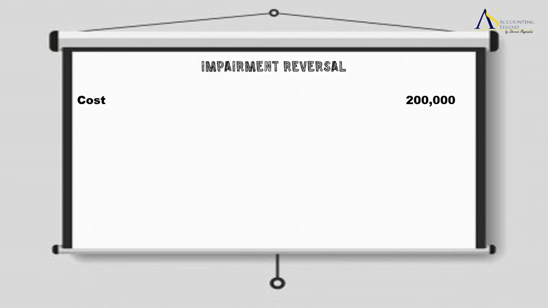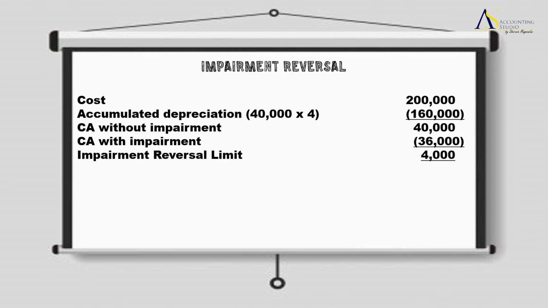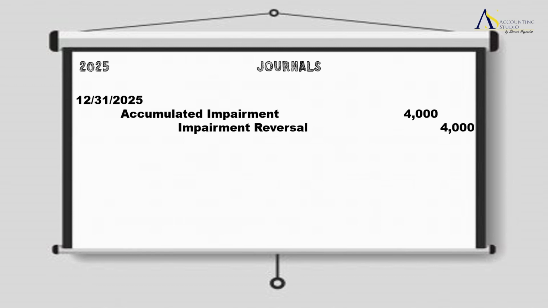We take the original cost of the building of 200,000 less 4 years of depreciation, which is 160,000, equals 40,000, which is the carrying amount of the building as if it had never been impaired. We then minus the current carrying amount, which is 36,000, and the balance of 4,000 is the limit of the impairment reversal. Therefore, the final journal entry for 2025 would be debit accumulated impairment and credit impairment reversal of 4,000.